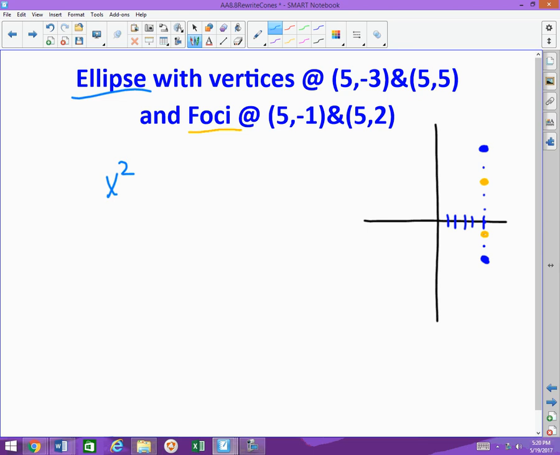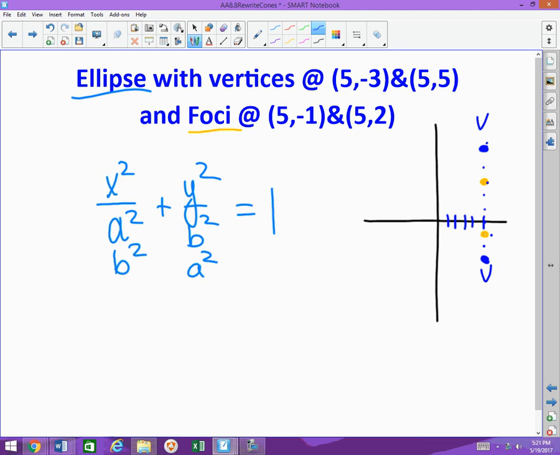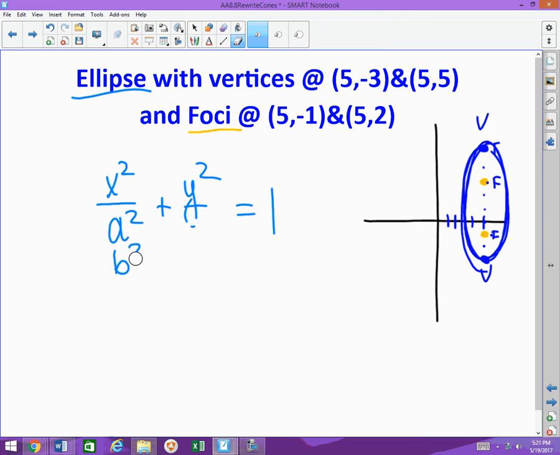So this is x squared plus y squared equals 1, and then it's a squared and b squared, or it's b squared and a squared, like so. Now because we have vertices at these 2 points, and here are the focus points, then our ellipse has to be something like this. It has to be taller than it is wide. So therefore, the value of a has to be underneath, so this one is b squared and that one is a squared.